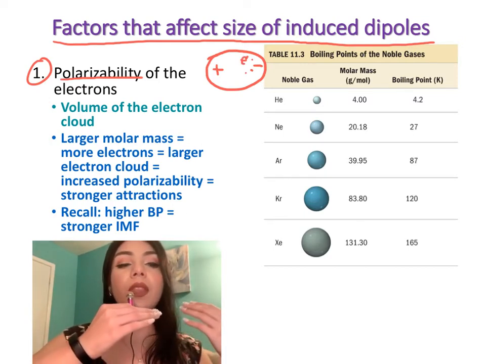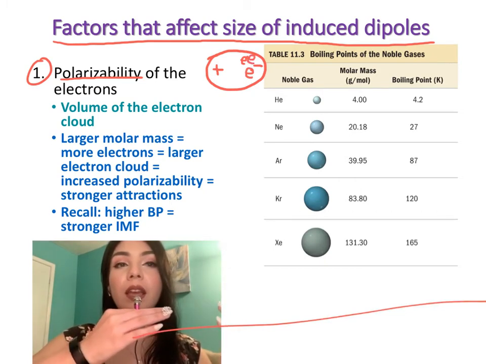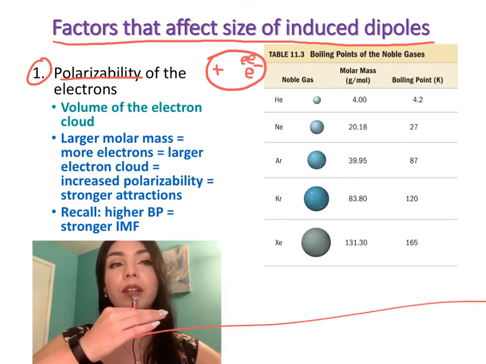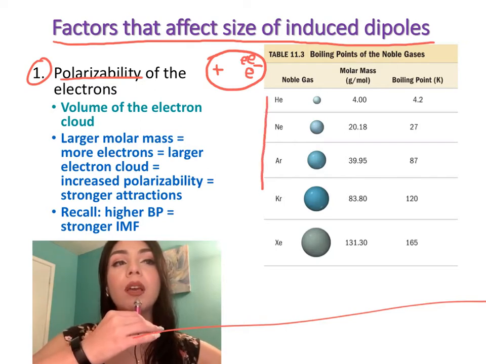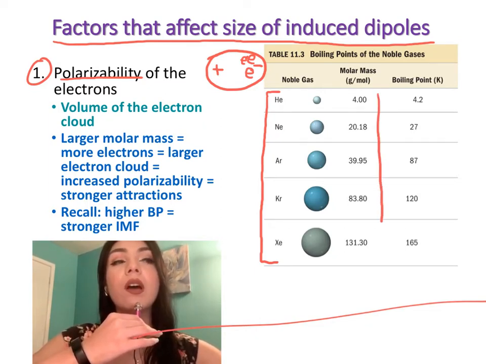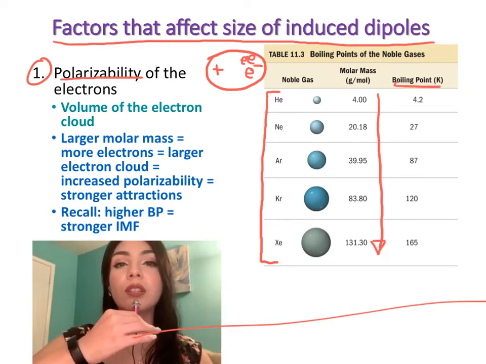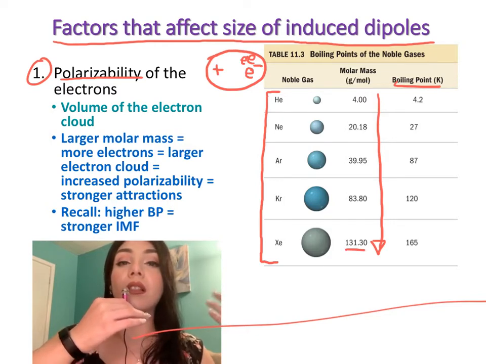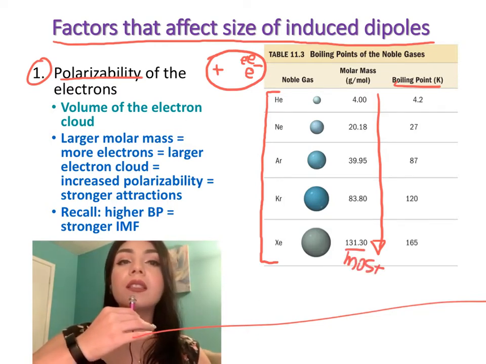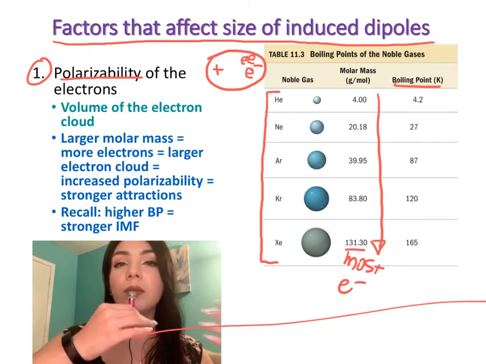So basically, the larger mass, and as I'm talking about this relationship here, I want you to look at this table. And on this table, we have increasing size noble gases. So we're starting at helium all the way to xenon. Xenon is obviously the biggest. And look at how the molar mass obviously is increasing along with it, but also look at the boiling point, how it's increasing, right? So the larger the molar mass, the more electrons you're going to have, obviously. The larger the electron cloud you're going to have. This is going to cause this atom, molecule, whatever, to have increased polarizability.